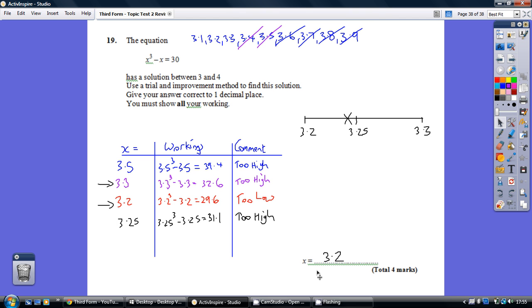That was too high, so the true answer is less than 3.25, therefore closer to 3.2, so that's my final answer. This bit up here and this bit here do not need to be included in your workings, but I suggest you do. This table has to be included.